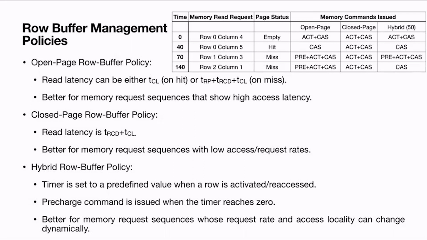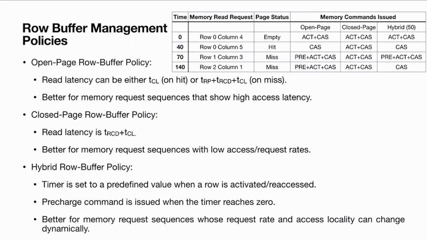But in the case of the closed page policy, the first one is empty, so we perform act and cast. Immediately after cast is performed, I issue a pre command because I'm closing the page. So at 40, when the next request comes, again we perform act and cast only, and the other two also.